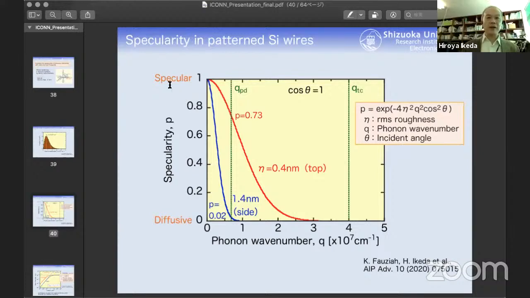Okay, and we calculate the specularity by assuming cosine theta equals 1. At the top surface, the specularity is the red line as a function of phonon wave number, and the blue line is for the side wall. The wave number of phonons contributing to the phonon drag is around here. So the specularity at the top surface is 0.73, and at the side wall, the specularity is 0.02.